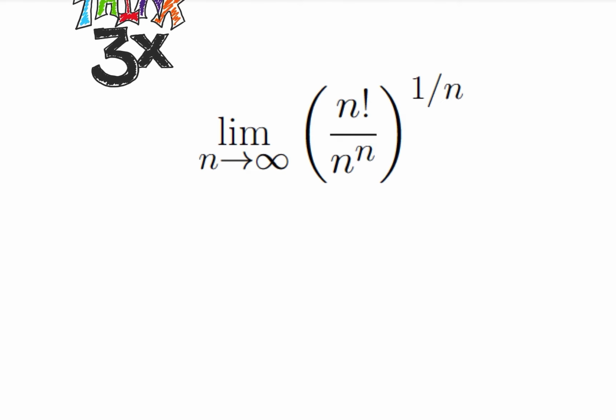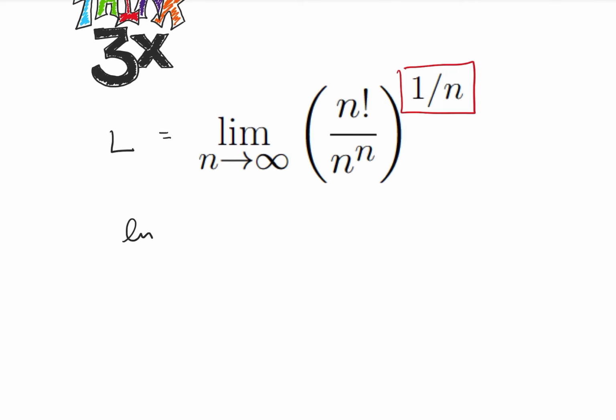So the first thing we notice is that we have n's in here, and we also have this 1 over n, which makes things a little bit messy. So since n is positive, n to the n is positive, and 1 over n is positive, let's take the natural log. So let's call this thing L.